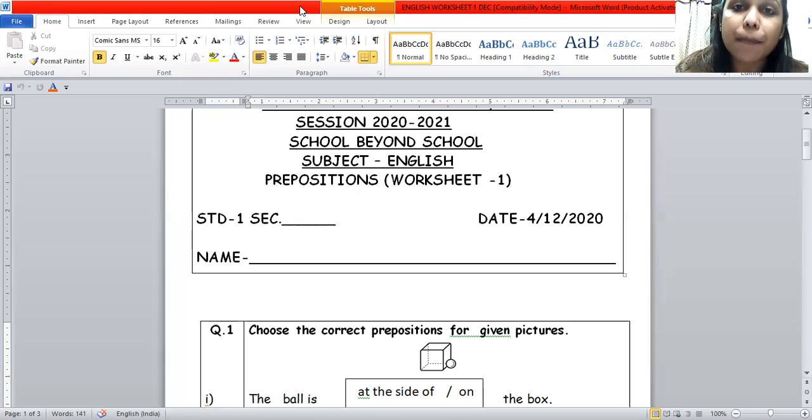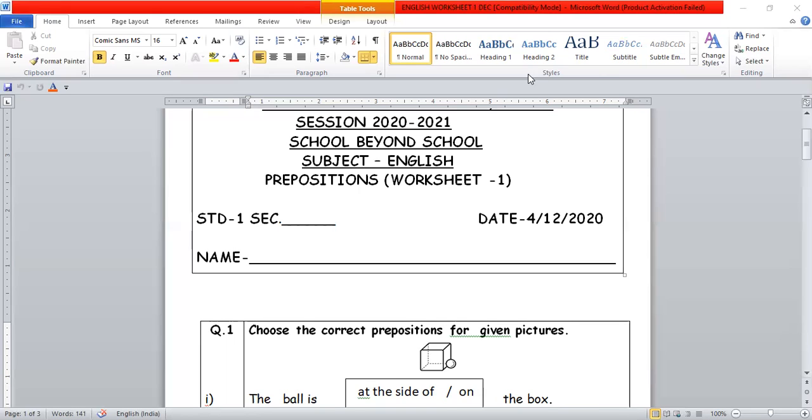Now, when certain objects tell us about the position of other things, that particular thing is called preposition. What is it called? Preposition, which means pre-telling you about the position. Now, I hope you have understood how preposition works, right? And basically, it tells us about the position of an object.